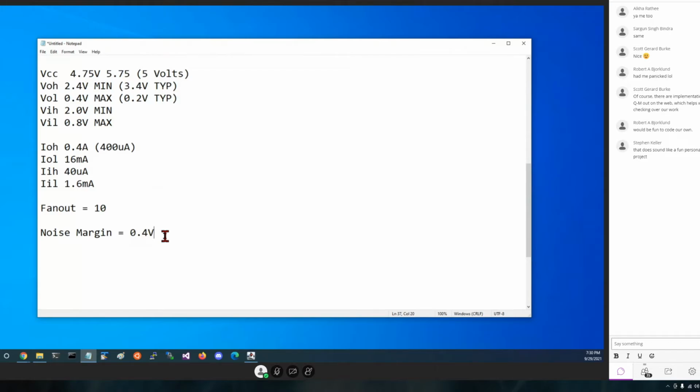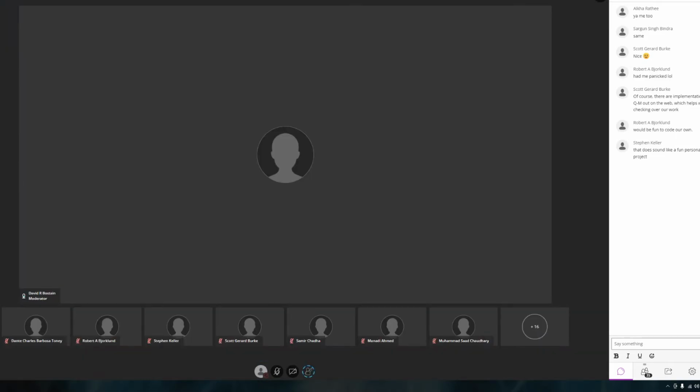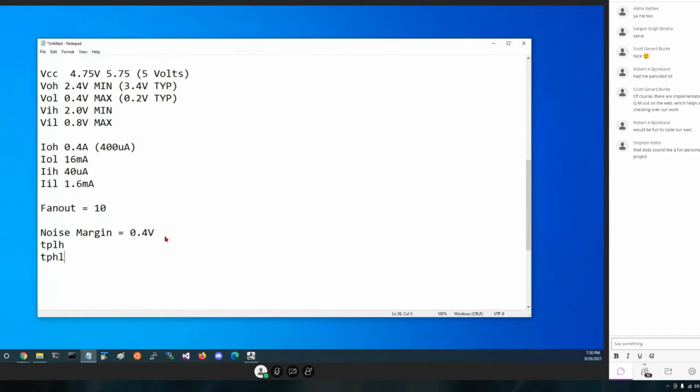Now, there's 2 other numbers we would need to know about. One is called TPLH, and the other is TPHL. Remember, we're working with combinational logic. But one of the things I did tell you about the combinational logic is that things don't really happen instantly. There is something called the propagation delay. The T stands for time. The P stands for propagation delay.